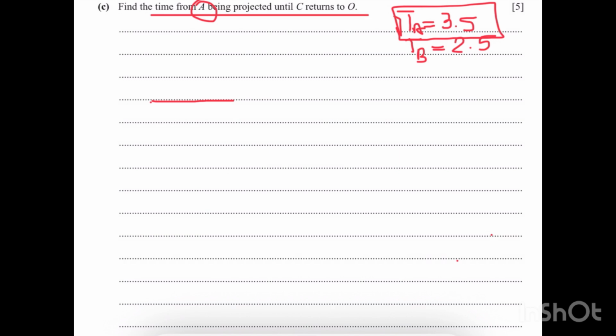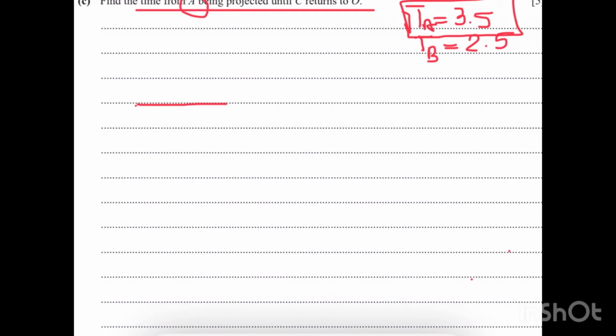But since they're asking about only particle A in this question, we will take 3.5 as the time it took from projection till collision. So this is point O, and now let's say that this is particle C. In part B, we found the height of both the particles when they collided. That was 218.75.